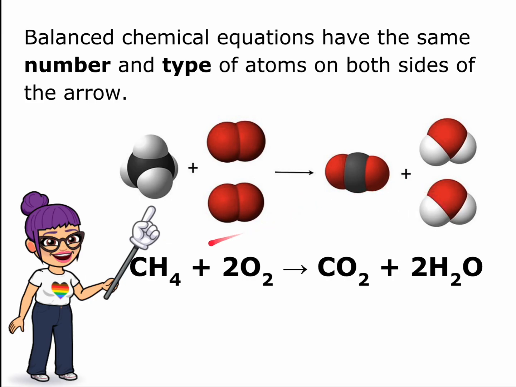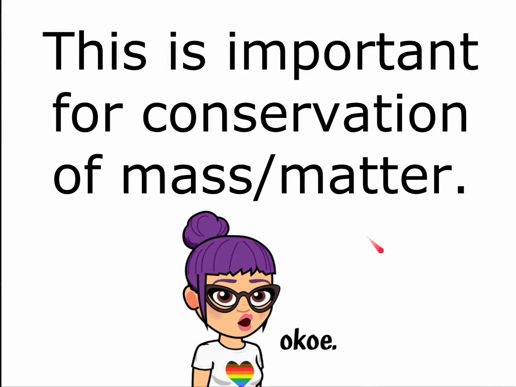So if we look at this equation, we can see 1 carbon atom here and 1 carbon atom here. We can see 1, 2, 3, 4 hydrogen atoms and 1, 2, 3, 4 hydrogen atoms. Same thing for the oxygen. Here we have 1, 2, 3, 4 in the reactants and 1, 2, 3, 4 in the products. This is a balanced chemical equation because it has the same number and type of atoms on both sides of the arrow. This is important for conservation of mass or conservation of matter, which we'll talk more about later.